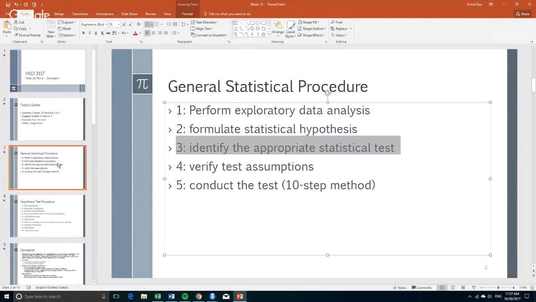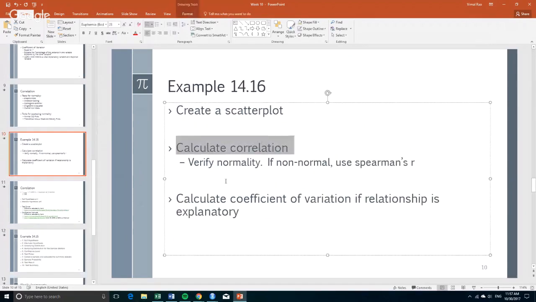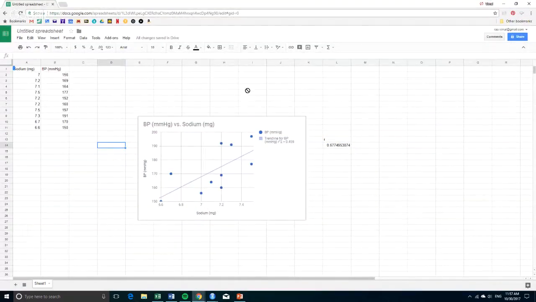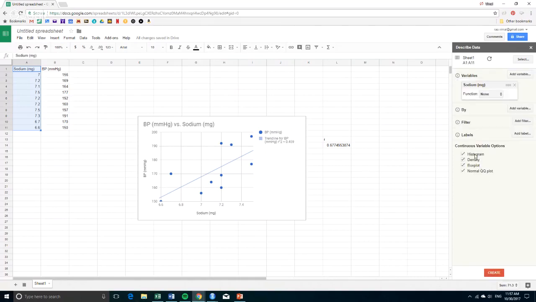Then it's identify appropriate statistical tests. So we're not going to do a test right now, but let's calculate correlation. Before we can calculate correlation, we need to verify normality. So let's do that. And we can verify normality again in Google Sheets. Let's do this one variable at a time. So this is with the statistics add-on. We're going to describe the data. And we have the option to include the histogram, density, box plot, and the normal QQ plot. So that normal QQ plot is the one that I'm going to use to assess normality.